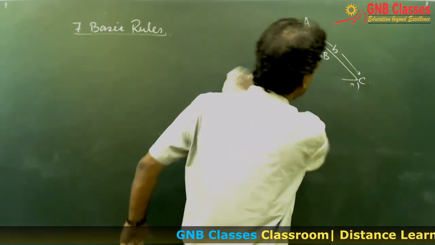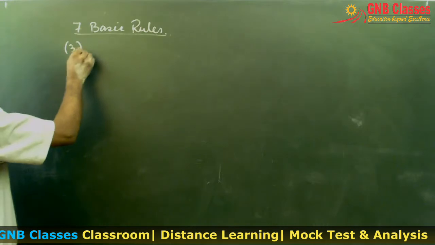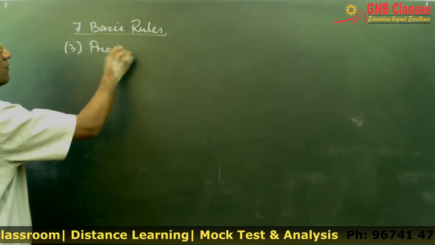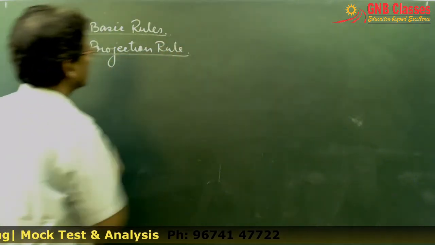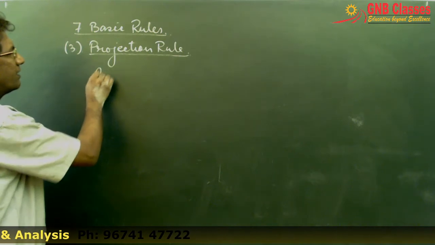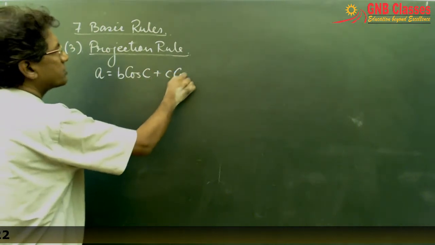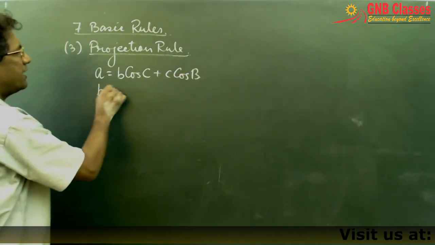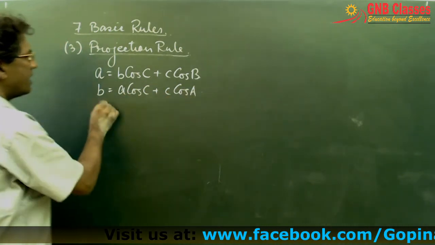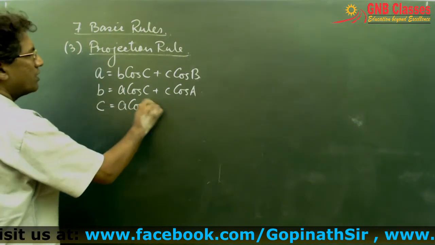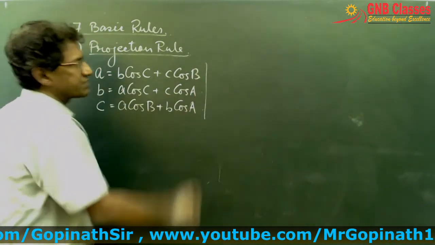Now let us move to the third basic rule of a triangle, what is called your projection rule. Projection rule states that A equals B cos C plus C cos B, B equals A cos C plus C cos A, and C equals A cos B plus B cos A. Okay, now we will prove this.